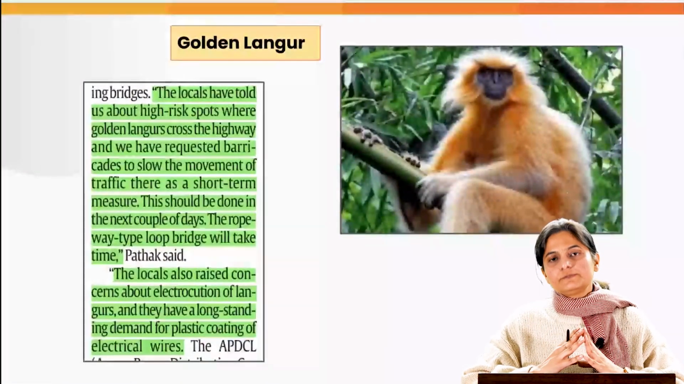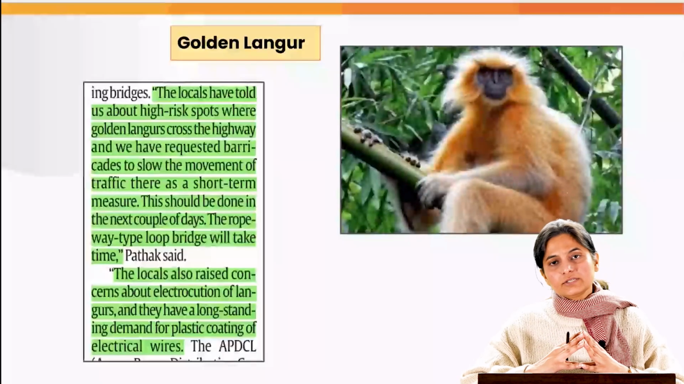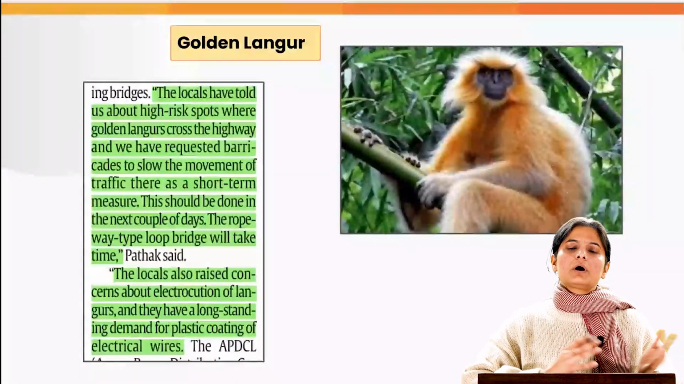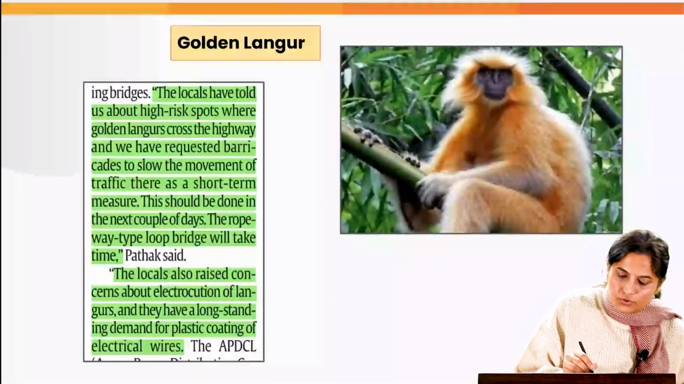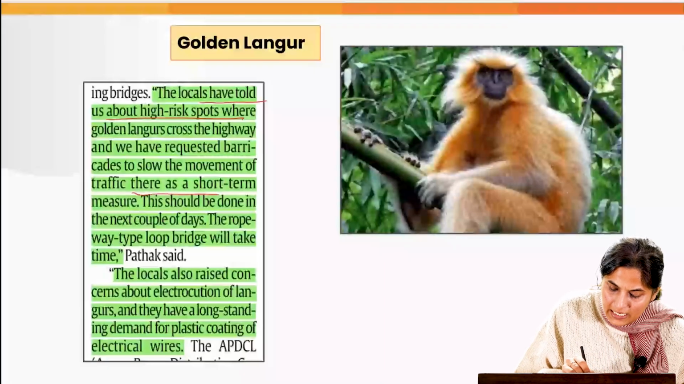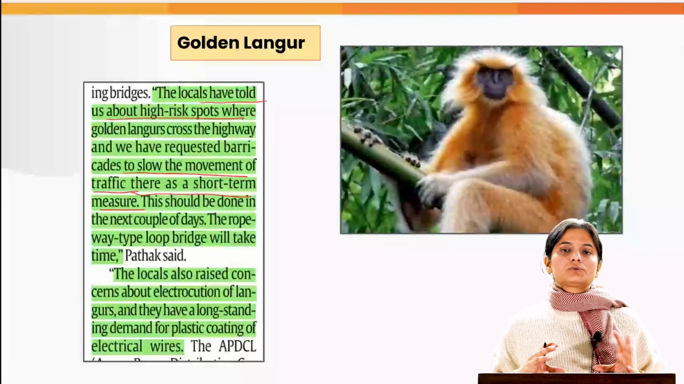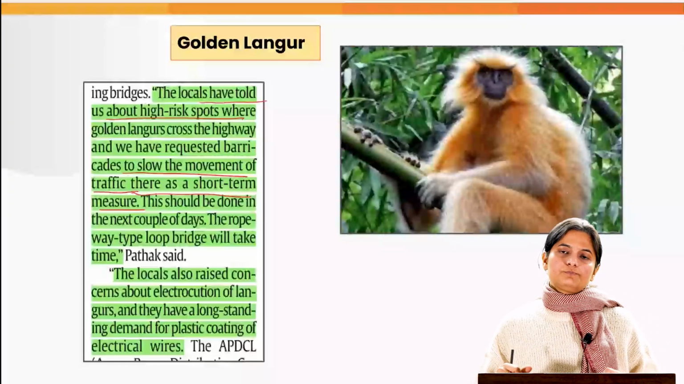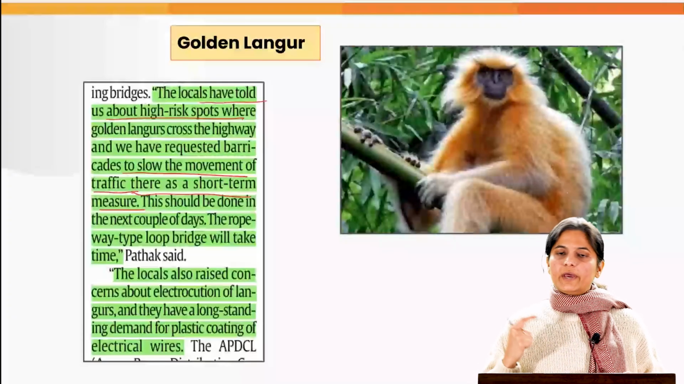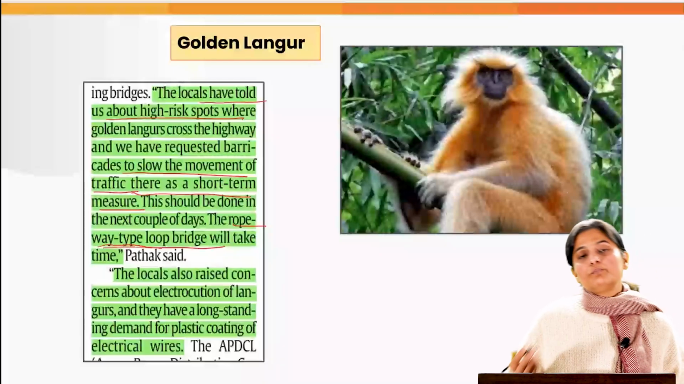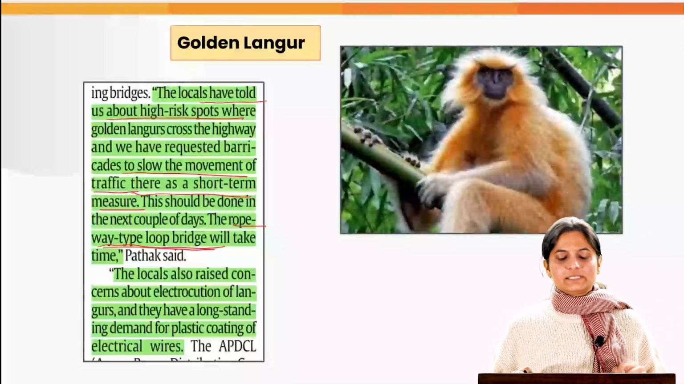Even after the development of these broad highways, the local communities have come forward and asked for the establishment of hanging bridges. This could help these golden langurs go across the highways and save their lives. So they have discussed this. In the short term, authorities are talking about measures that will ensure a slowdown of traffic on those roads or hot spots. First of all, we have to identify those hot spots, and ensure probably some bumps on roads where traffic could be slowed down, at least in the immediate context. And in the longer term, we have to take up rope-way type loop bridges or the hanging bridges that this community has been discussing.